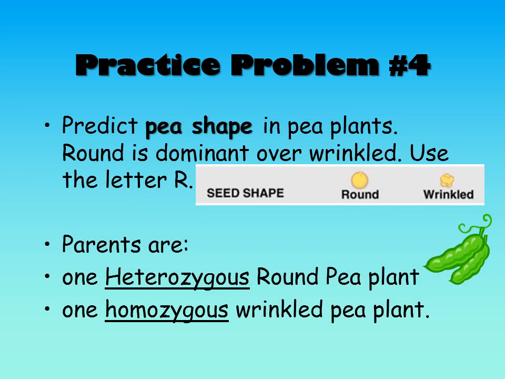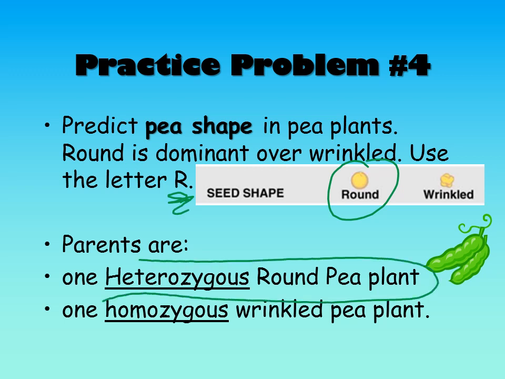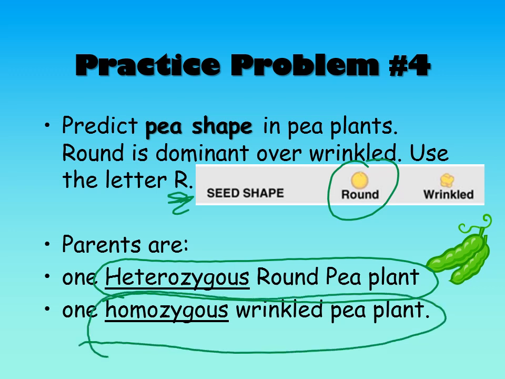Our last problem is on pea shape. So we're looking at the shape of the pea, round versus wrinkled. And we know that round is dominant over wrinkled. We're using the letter R. And our parent pea plants are a heterozygous round pea plant and a homozygous wrinkled pea plant. So see if you can assign genotypes to the parents and solve the Punnett square. Move on when you're ready to check your answer.